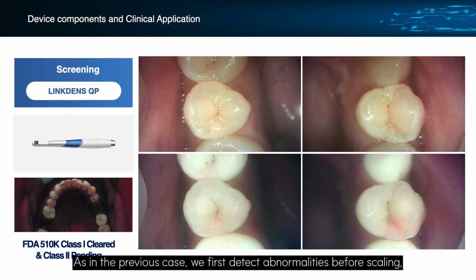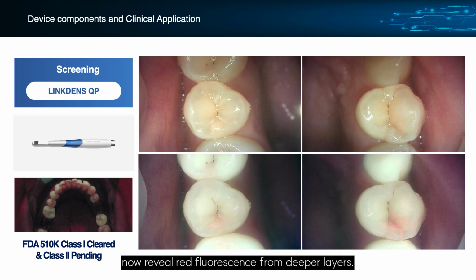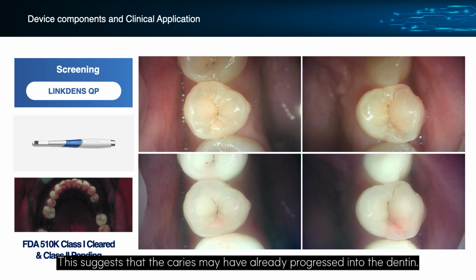As in the previous case, we first detect abnormalities before scaling, then remove the biofilm and perform a second, more precise QP scan. Previously dark or ambiguous areas in the standard image now reveal red fluorescence from deeper layers. This suggests that the caries may have already progressed into the dentin.